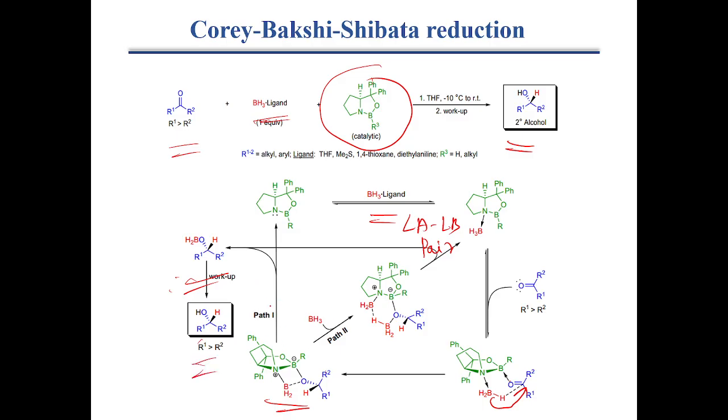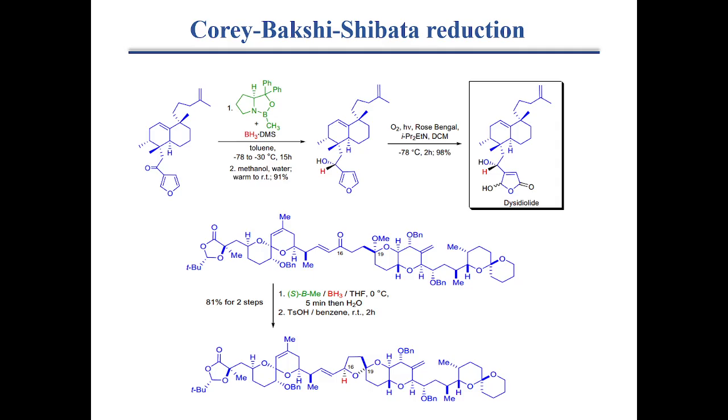So this is path one. In path two, what happens there? One equivalent of more BH3 can come and it will form this kind of diboron hydride complex, which under elimination can form this alcohol. So this is the important reaction which is called Corey-Bakshi-Shibata reaction in presence of boron. So these are the useful behavior of Corey-Bakshi-Shibata reagent. So we can prepare this kind of natural product by Corey-Bakshi-Shibata reagent.